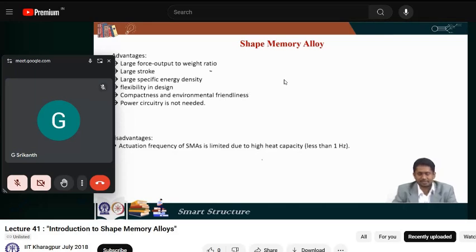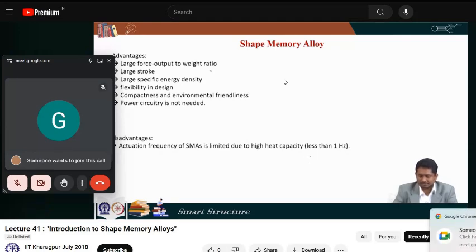In fact, we saw that the nickel titanium alloy has good corrosion resistance, and power circuitry is not needed. However, there is one problem. Here the actuation is through heat, and this material has high heat capacity. So that's why the actuation is not so fast. It takes time to warm the material, to raise the temperature. That's why here the actuation frequency is generally around 1 Hertz.